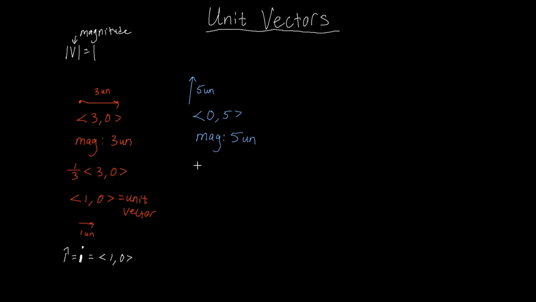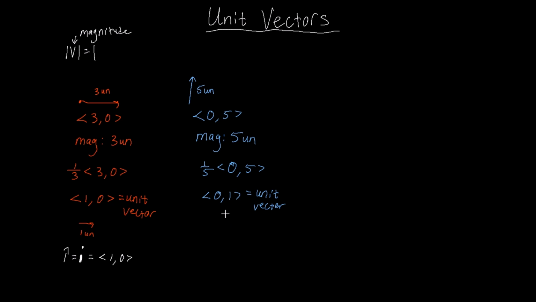In order to get that unit vector, we want to make sure we scale it down. This time, our magnitude is 5 units, so we want to scale it by a factor of 5. So we're going to do some scalar multiplication on that original vector by saying 1/5 times that vector will give me 0, 1. So there's my unit vector.